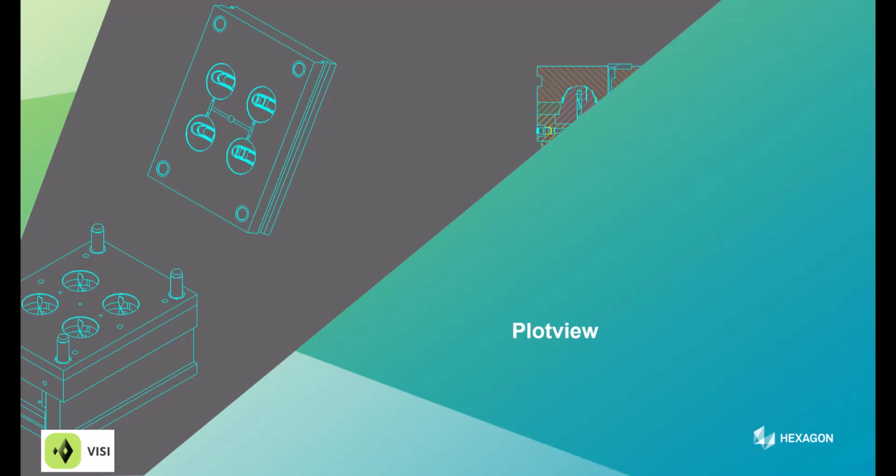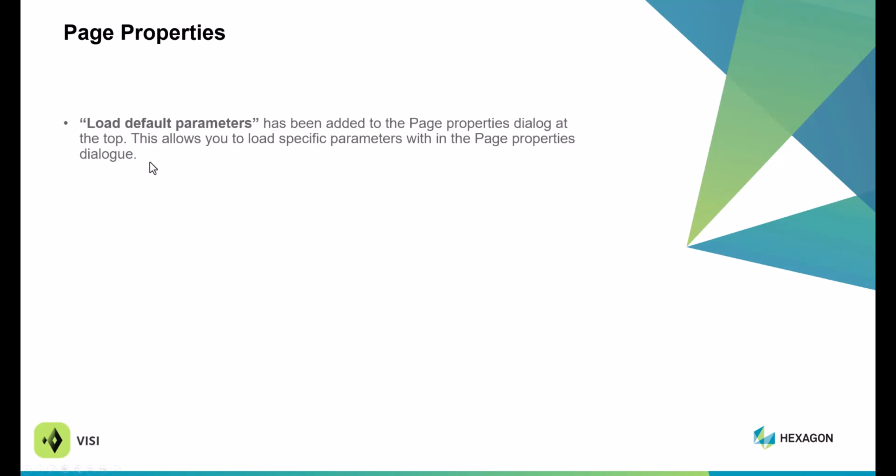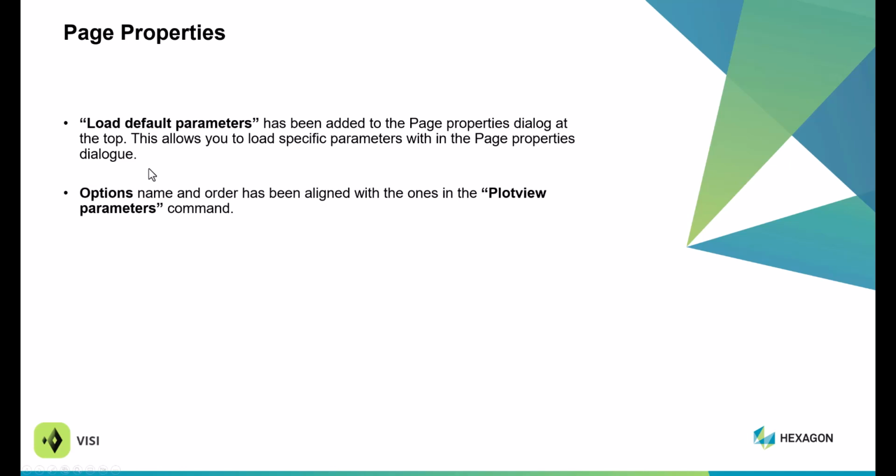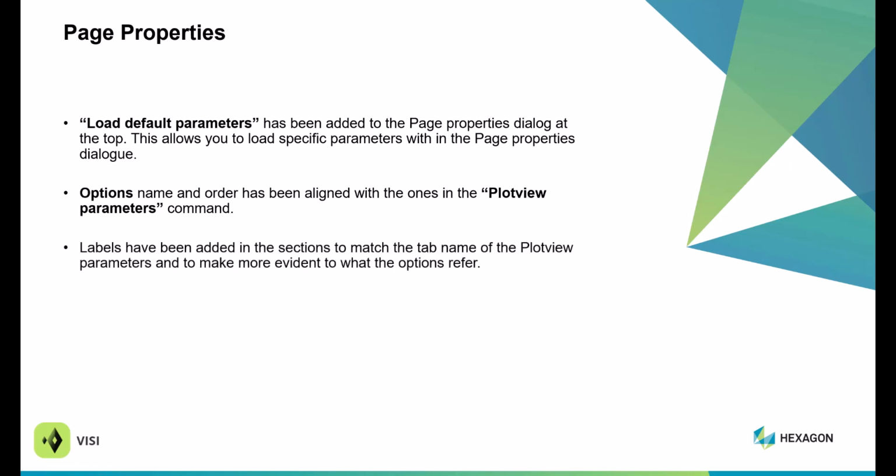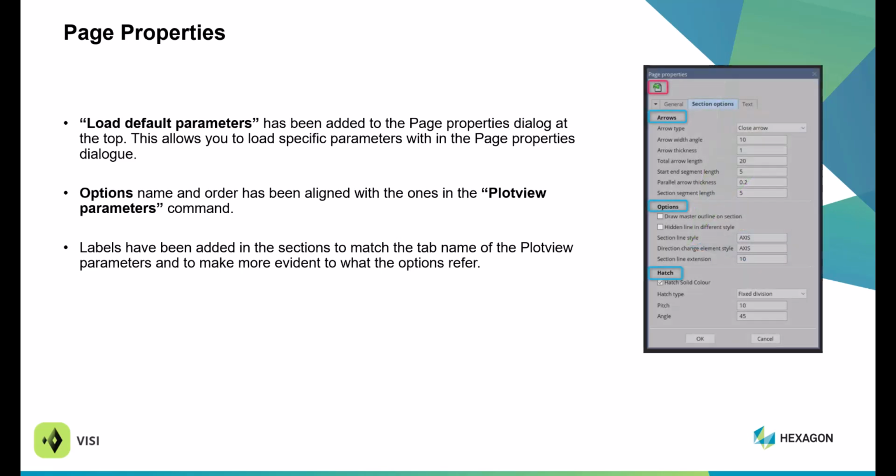So now we'll go into the plot view modules. We'll start with page properties. Load default parameters has been added to the page properties at the top of the screen. This allows you to load specific parameters within the page properties dialog. Options name and ordering has been aligned with the ones in the plot view parameters command as well. And you have the ability to add in a section to match the tab name to the plot view parameters and make it more evident to the options reference.